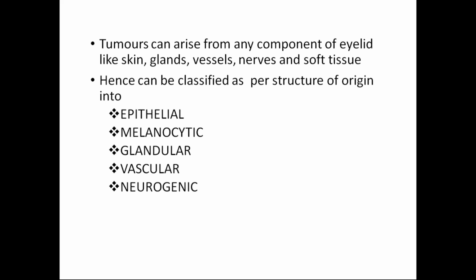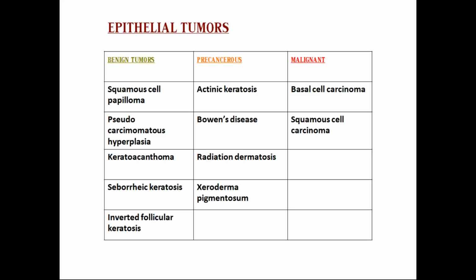So you have to just remember, whenever we are learning about a tumor, we have to first understand the basic structures, the normal anatomy, the normal histology, and normal physiology of that particular structure. Then only you will be able to understand the deranged form of it, or the pathology of it. So lid tumors basically can be classified into epithelial, melanocytic, glandular, vascular, and neurogenic. So coming to epithelial tumors, first we'll discuss about epithelial tumors.